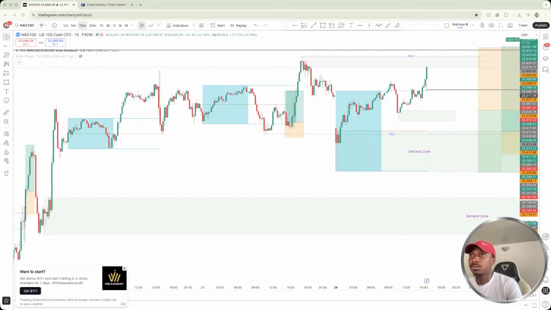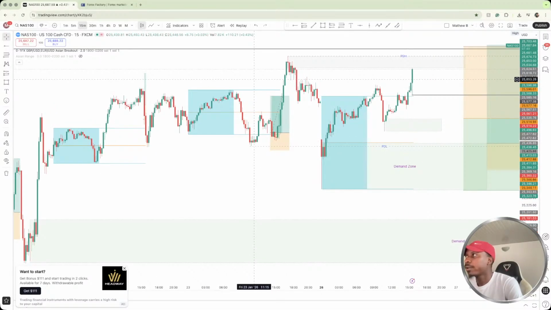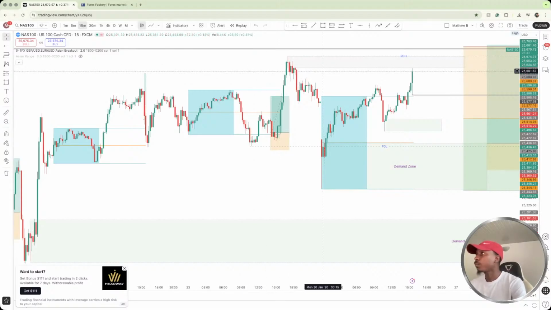NASDAQ still pushing. Seems like we're going to take the high, the previous day high. What do you think? But there's still time for the first 15 minute candle to finish printing. So I think that's going to let us know what NASDAQ is going to do afterwards.